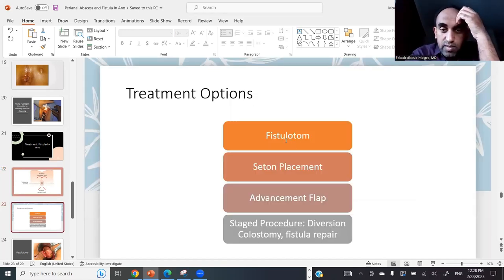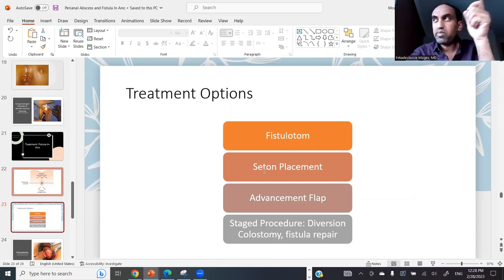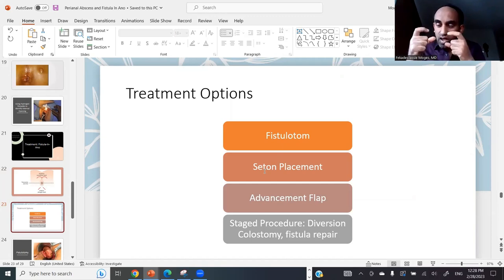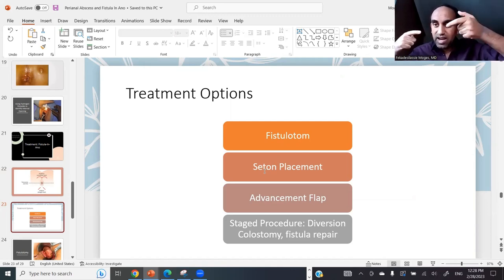So, options of treatment: fistulotomy, which I'll describe shortly. Seton placement: a seton means you apply a stitch, most of the time a silk stitch. You pass this silk stitch between the internal and external opening, it comes outside, and then you tie it. It's an office procedure. The patient goes home, and after a week the patient comes back and you tighten the stitch.